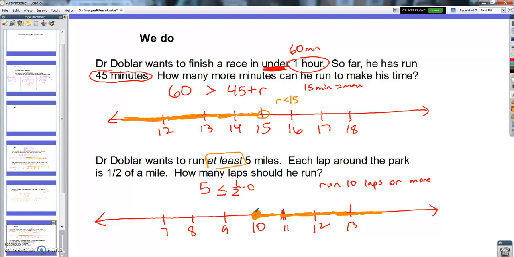So I am just about at the end of my time. This is a tough concept. I can run greater than or equal to 10 laps.